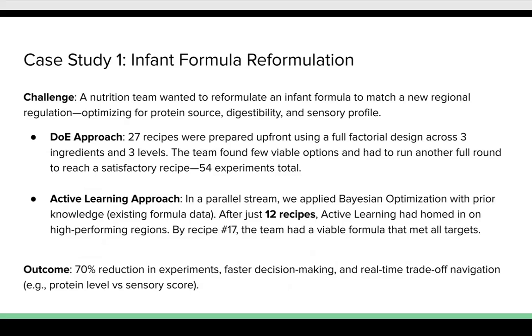In a parallel stream, if you applied active learning with prior knowledge, existing formula data, after just 12 recipes, active learning was able to figure out the high-performing regions, and by recipe number 70, the team had a viable formula that met all targets. So what's the outcome? 70% reduction in experiments, faster decision-making, and real-time trade-off navigation.